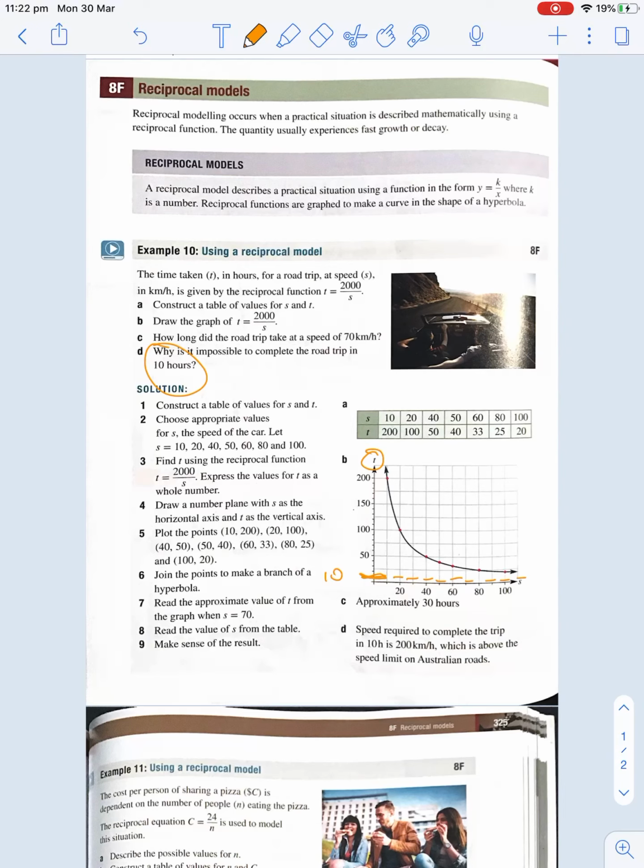If we go all the way across to our line, we don't actually end up hitting the line. So the graph's not very helpful for this 10 hours. Let's try maybe the formula instead.